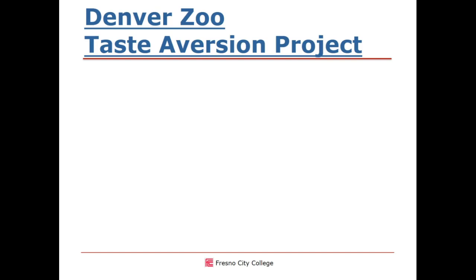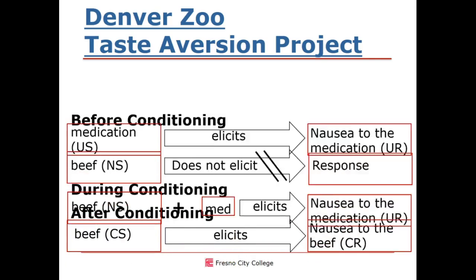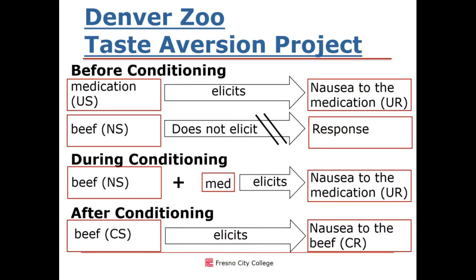So the beef is the conditioned stimulus, and the nausea to the beef is the conditioned response. Before conditioning, the beef did not produce the nausea response, which made the beef neutral with respect to the unconditioned stimulus. However, the medication did naturally bring about nausea, which makes it the unconditioned stimulus. Take a moment to compare your answers with the correct diagram.